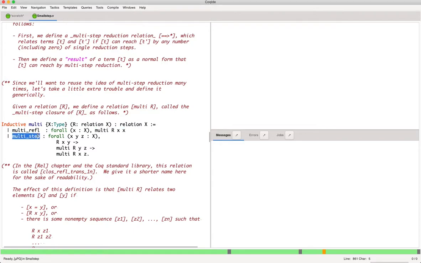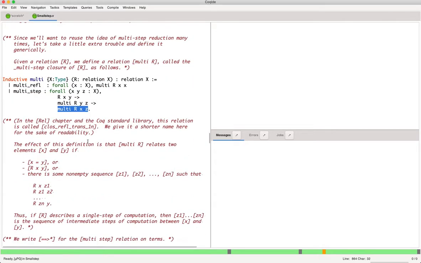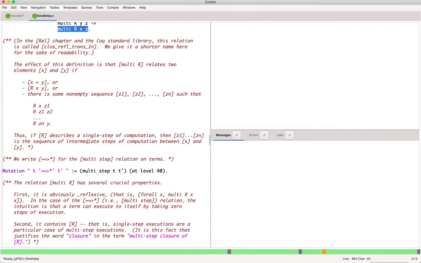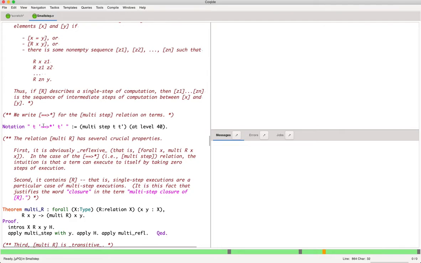And the multi-step one here is saying, well, if R relates X to Y in one step and Y is related to Z in multi-steps, then X is related to Z in multi-steps. In other words, one or more steps in this case. So this is the general definition, so obviously we can apply that to our multi-step relation here, which is what this notation is meaning.